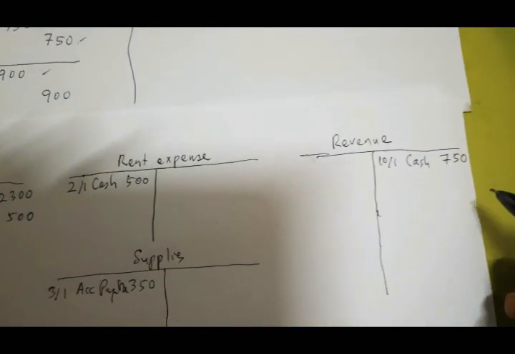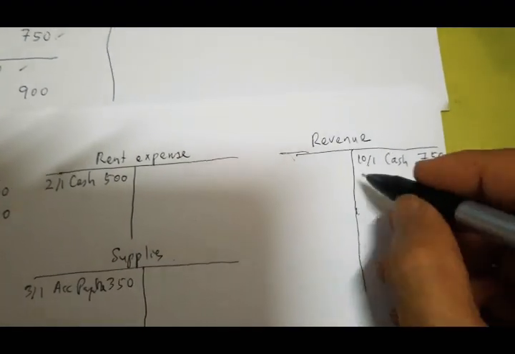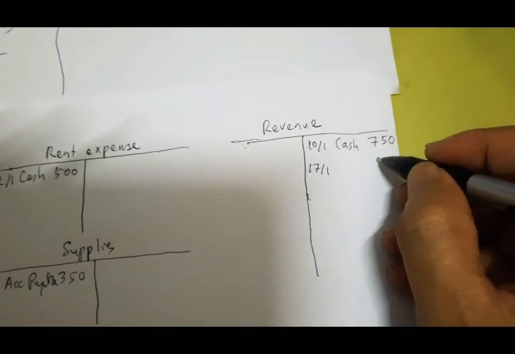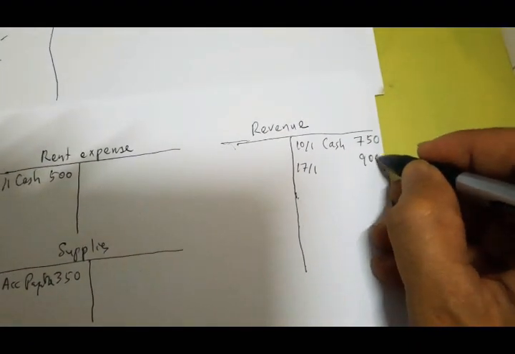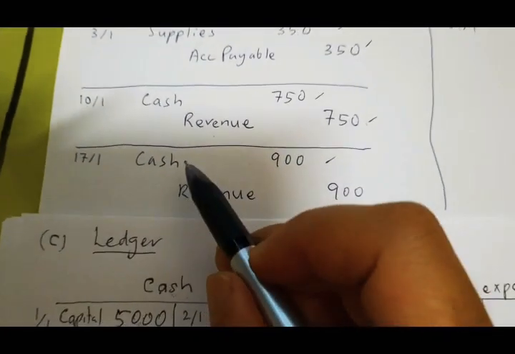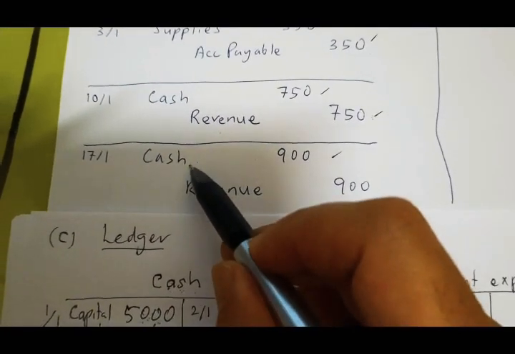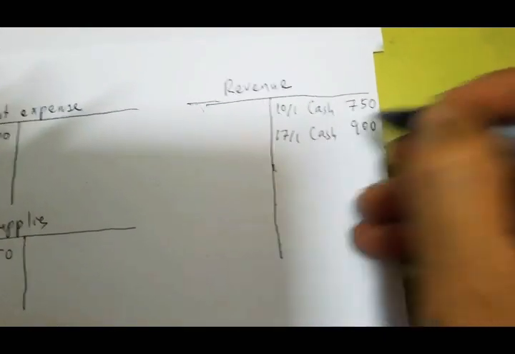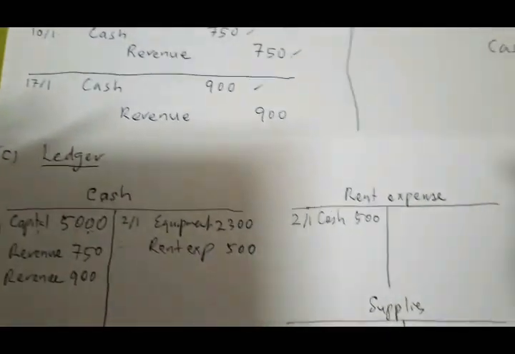Okay, we have the account revenue. The date is 17th of January. You have to credit 900. Refer to which account? Refer to account cash. Credit revenue, refer to account cash. So you have to write here cash. Okay, so this is done.